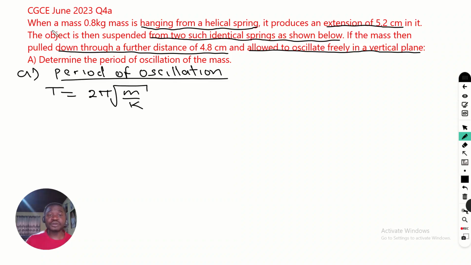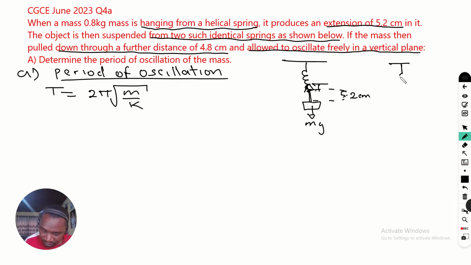Now, there are two cases here. In the first case, the mass is hanging from a helical spring, and it produces an extension. So the first case is like this: there's a mass, there's a weight, and there's an extension. They say this one produces an extension of 5.2 centimeters. For the second case, the mass is suspended from two such identical springs as shown below. So in this other case, we have two springs that combine, and the same mass is suspended. So you have the two diagrams.